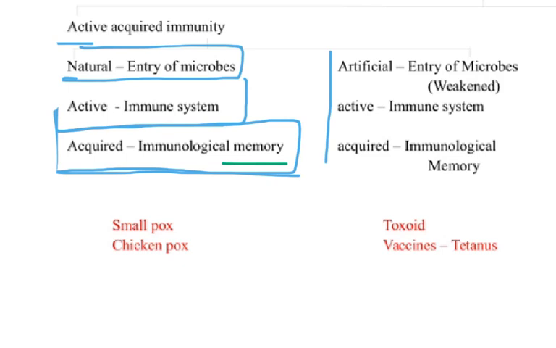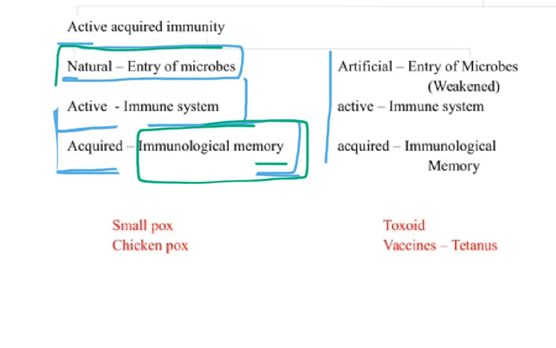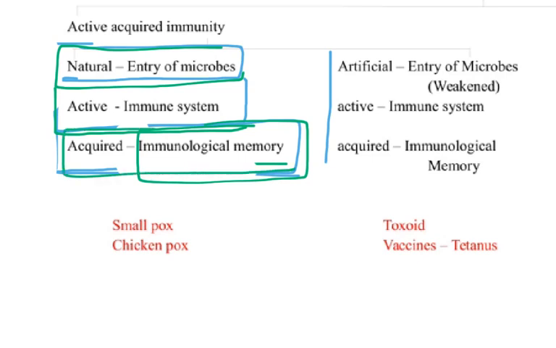Once we get the infection for the first time, we may not get it for the second time, third time or further because of the development of immunological memory. We call the process natural active acquired immunity. Natural means the entry of microbes is natural. Our immune system becomes active against that and we acquire immunological memory.